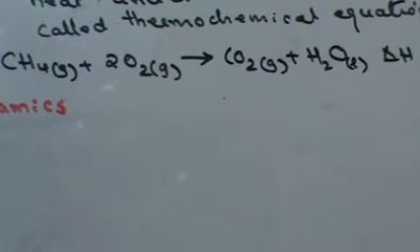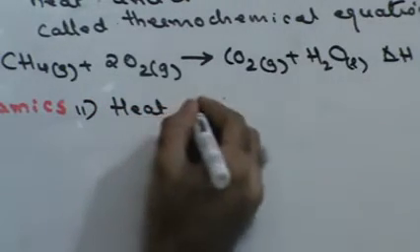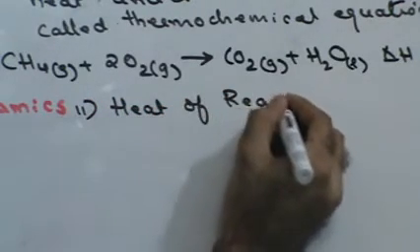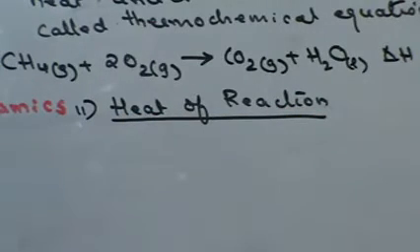Now let us see what we understand by heat of reaction. Heat of reaction is the difference between the enthalpy of the product and the reactant at constant pressure at any given temperature, when every substance is in standard state.